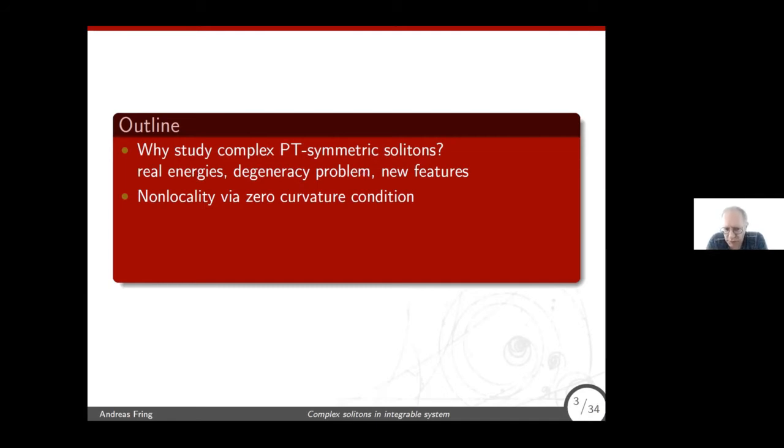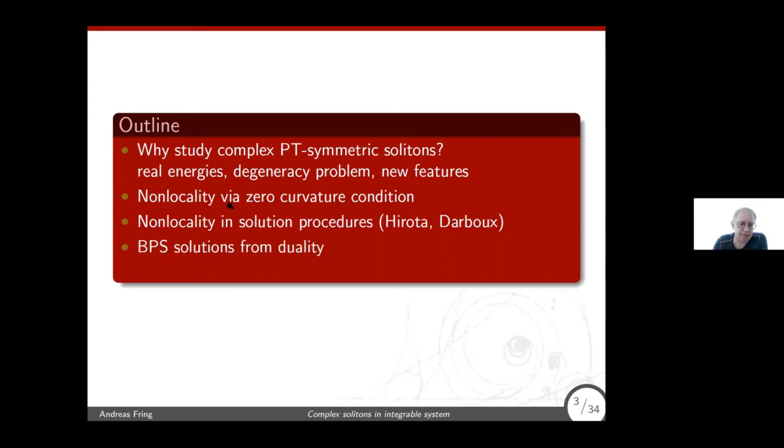One of the new features is what we refer to as non-locality, and this is introduced through what is usually referred to as the curvature condition. I want to comment a little bit on the technicalities and how this non-locality is then reflected in solution procedures. There are a number of solution procedures for solitonic systems: the Hirota method, the Darboux method, inverse scattering, etc. I will show how this comes up and is implemented in Hirota's method and in Darboux's method.